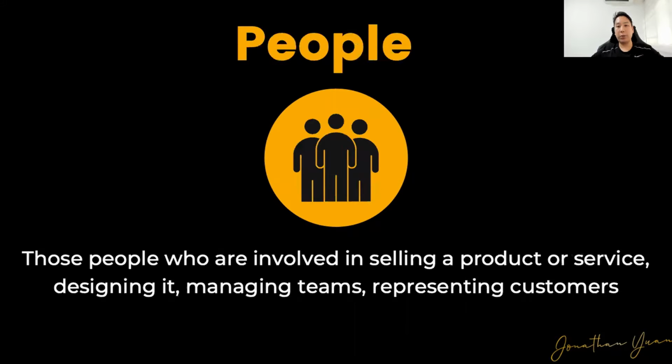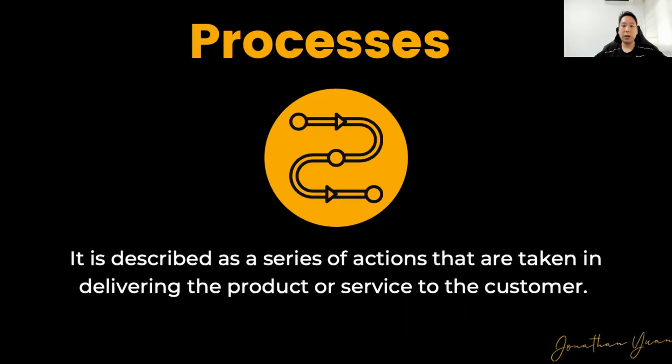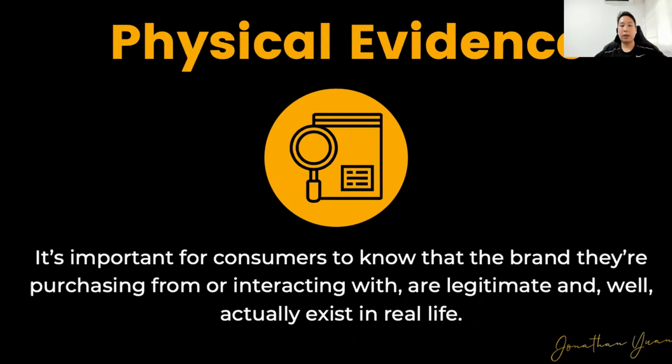The fifth P is people. Those people who are involved in selling a product or service, designing it, managing teams, as well as representing customers. The sixth P is processes. It is described as a series of actions that are taken in delivering the product or service to the customer.